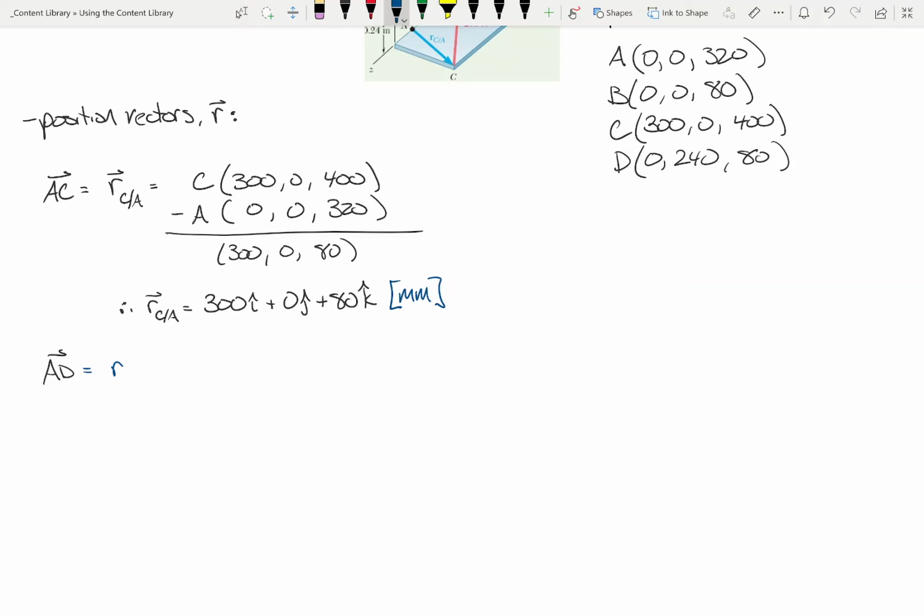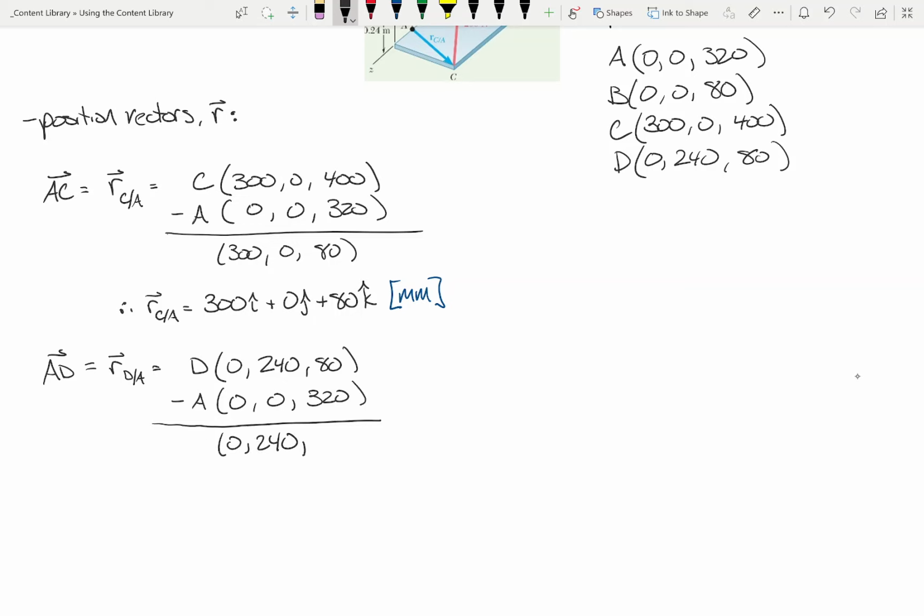So this is R, whoop, wrong color. So this is D/A. And so I'll take point D, point A, and subtract them. And 80 minus 320 is going to be what? Negative 240? Is that right?